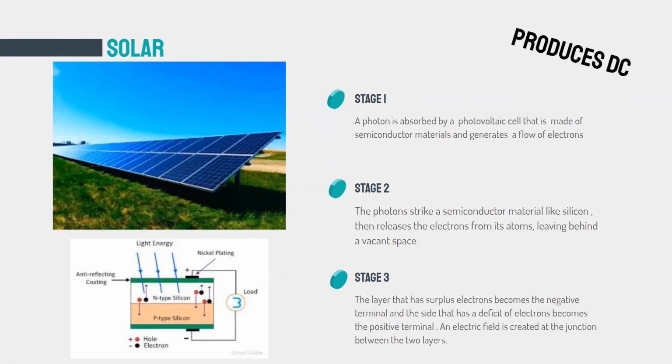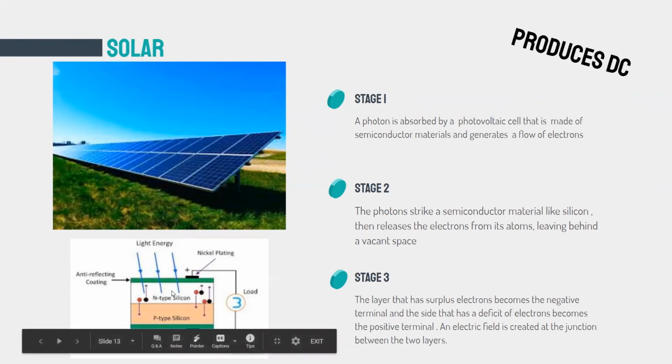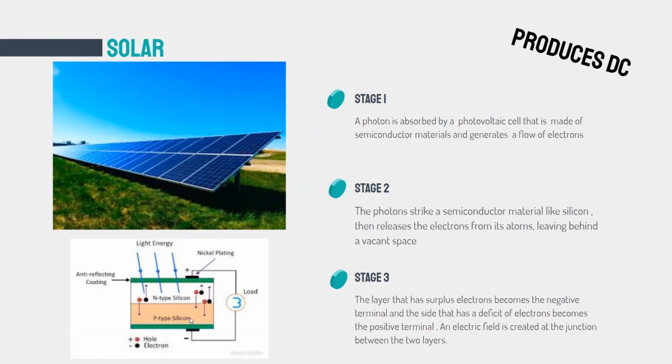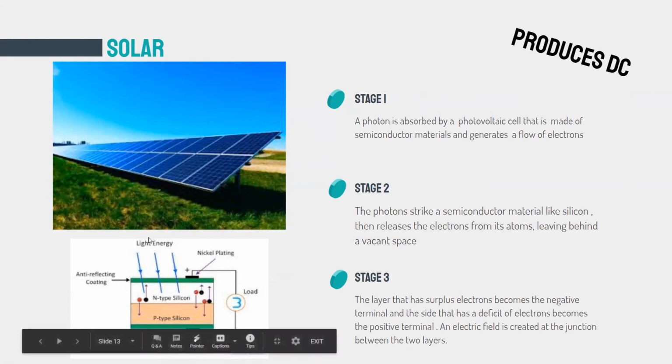So the stages that it happens in are, one, a photon is absorbed by the photovoltaic cell. Those are the cells within the solar panel. And it's made out of some semiconductor, and it generates a flow of electrons. So if you'll notice right here, here is your N-type silicon, which is a semiconductor, and then your P-type silicon. Basically, light energy hits these semiconductors, and then from there it is connected to a load, or maybe the load is actually to charge a battery, or maybe it's a device to spin some type of small motor, or even to be sent somewhere. And what happens is it shifts the electrons within this.